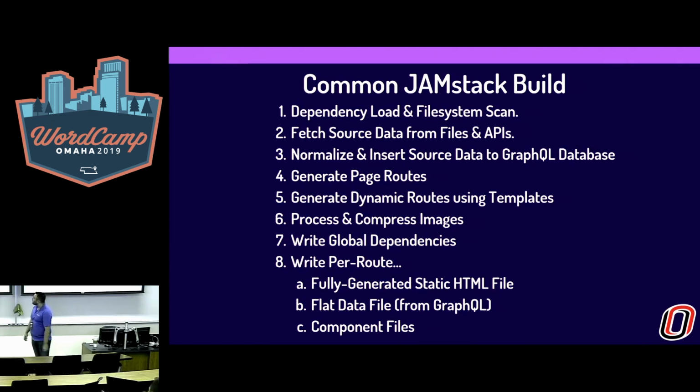Then write any global dependencies. So any of those global components that are needed, maybe a header bar, maybe a footer, something that's loaded on every route. And then per route, we're writing that fully generated static HTML file. We are rendering a flat data file that basically does a query against that GraphQL database we set up and pulls it into a file.